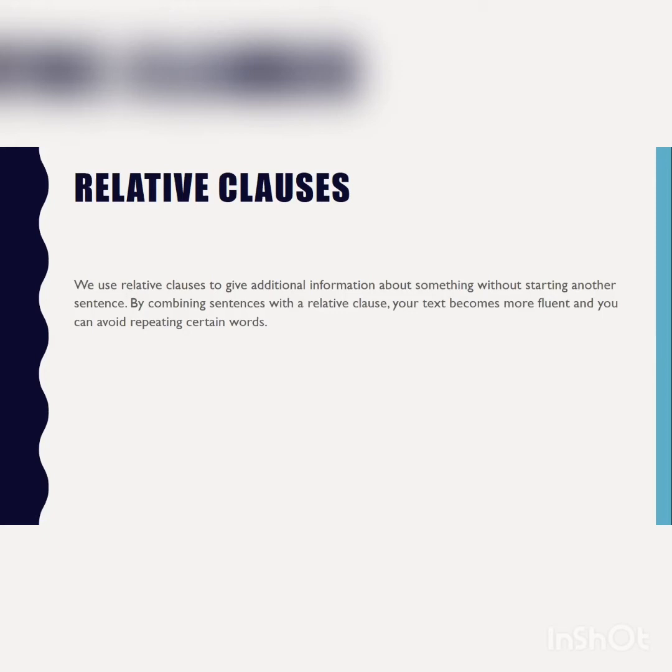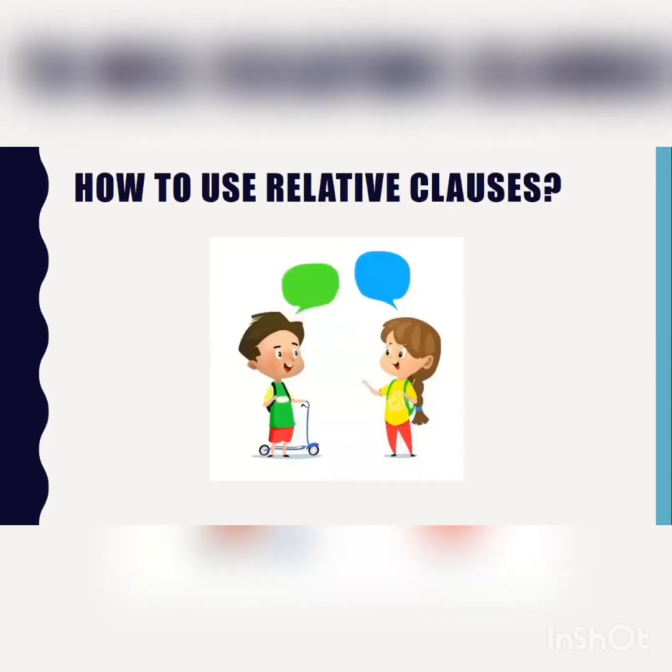Usually there are two sentences joined together by a relative pronoun. Do you remember what the relative pronouns are? Remember who, which, where. Those are some relative pronouns. So let us continue. How do we use a relative clause?